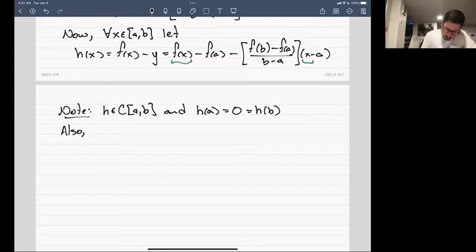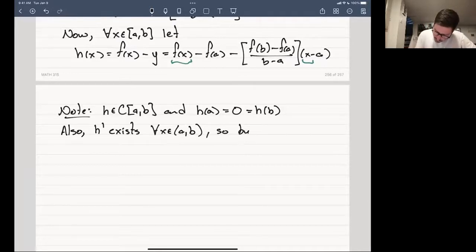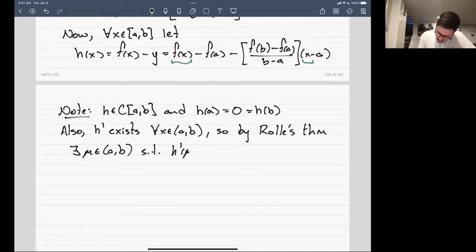Also, h prime exists for all x in (a, b). So, by Rolle's theorem, there exists a mu in between a and b such that h prime of mu is equal to 0.